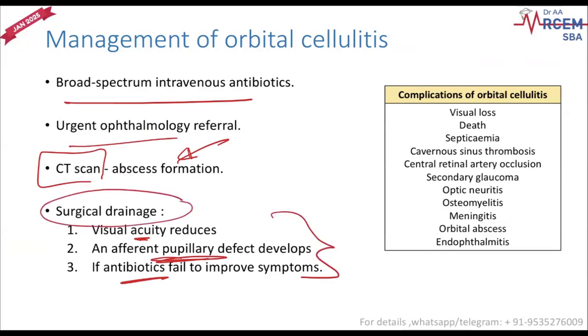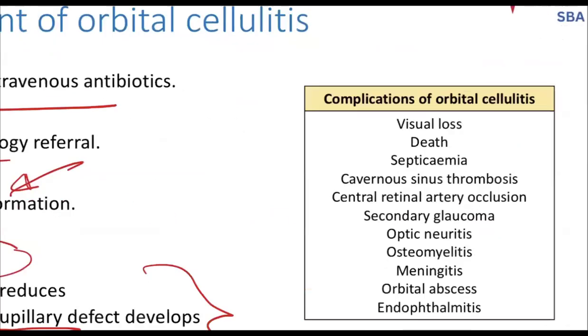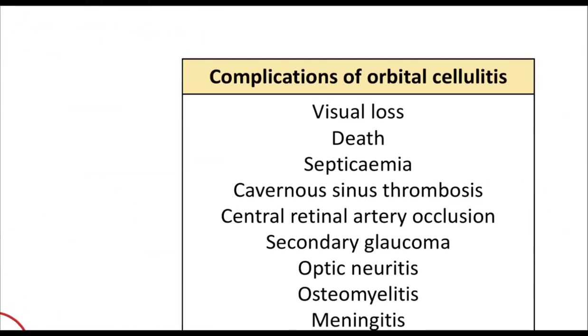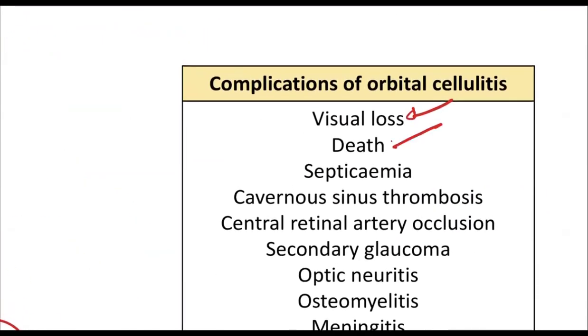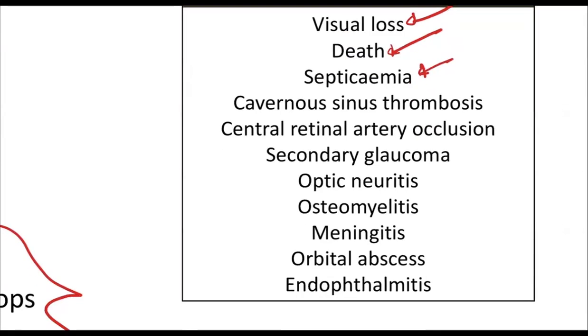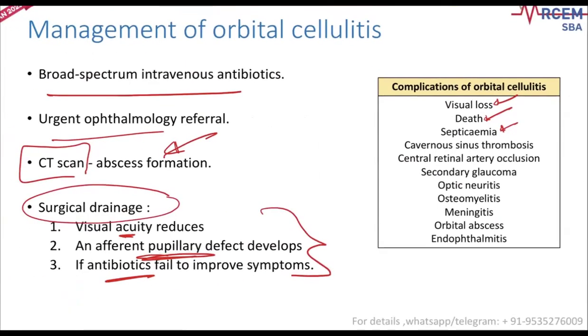Why are we worried about orbital cellulitis so much? Because this can cause permanent loss of vision, and even death, as sepsis can occur in these individuals. That's why we are very much worried about orbital cellulitis in these patients. The rest of the things are also important, but the major thing you need to remember is this can cause cavernous sinus thrombosis. Remember that complete vision loss, septicemia, and cavernous sinus thrombosis can occur, and it can spread to any surrounding structures.